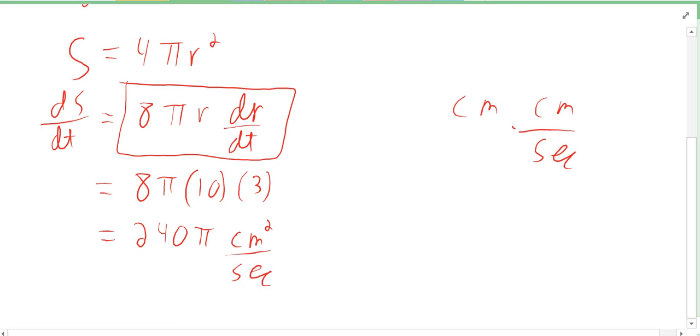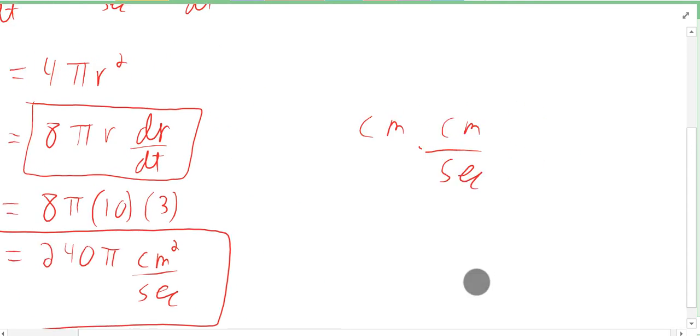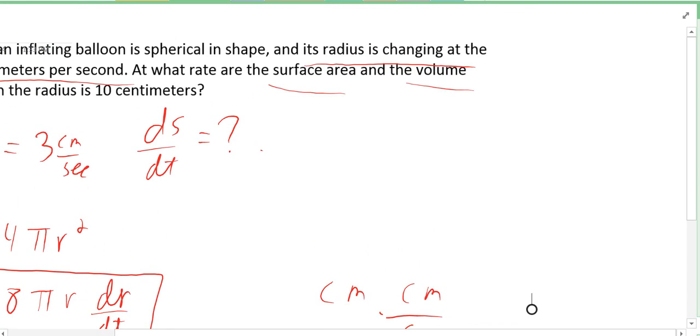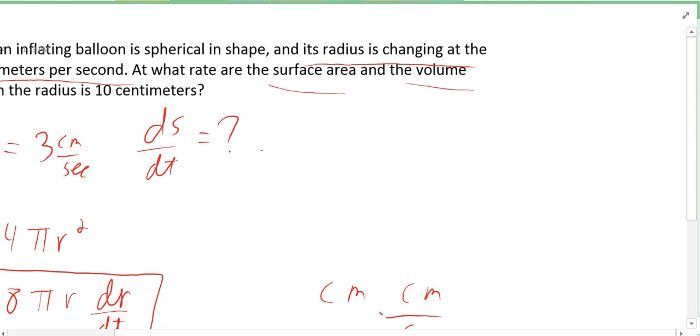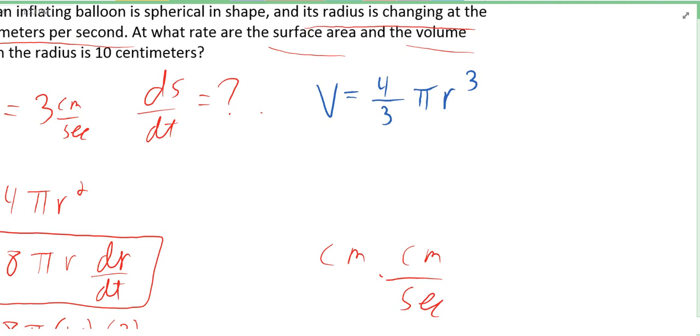All right, that's the first part. That finds ds/dt, which we should write. But then I also asked you to find dv/dt, which we have to use a totally new formula for, which is volume. So I'll do it up here. Let's change colors. That'll be fun. Let's do it in blue. Okay. The volume equation, which we all have memorized at this point, true? Yeah, Sophia. Is 4/3 pi r cubed.